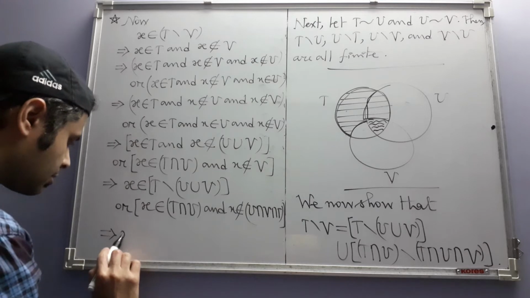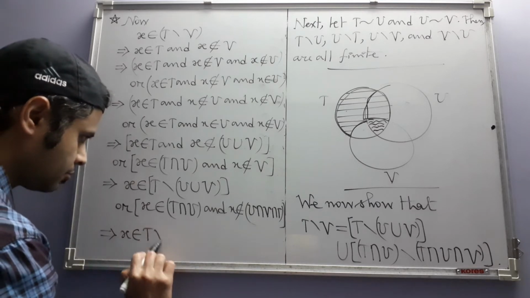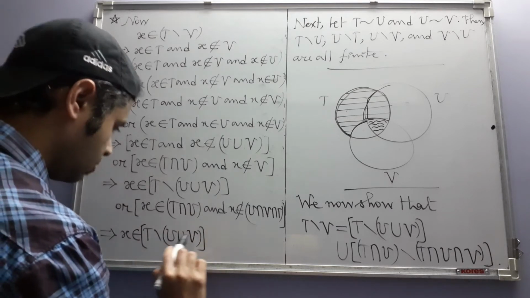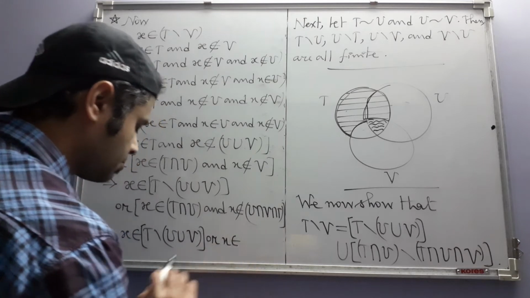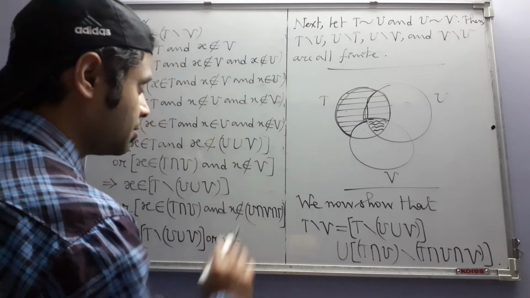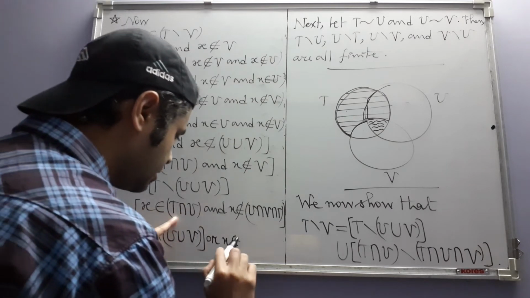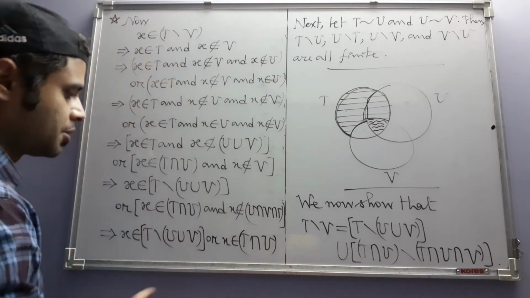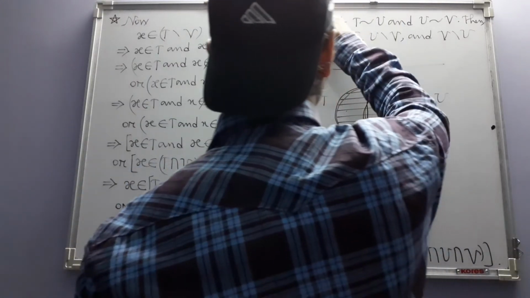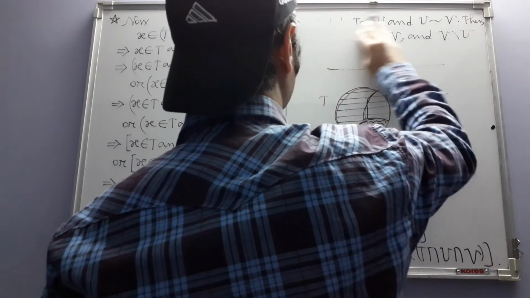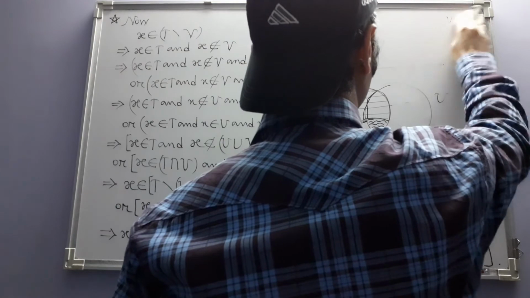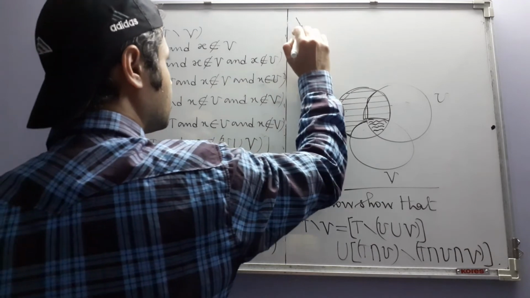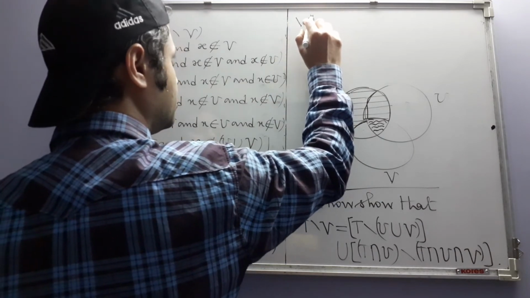Okay, now this implies what? x belongs to T difference (U union V), or x belongs to, won't have place to write this. Anyway, we will continue from there. T intersection U difference, because x is not here, difference U, V and T.